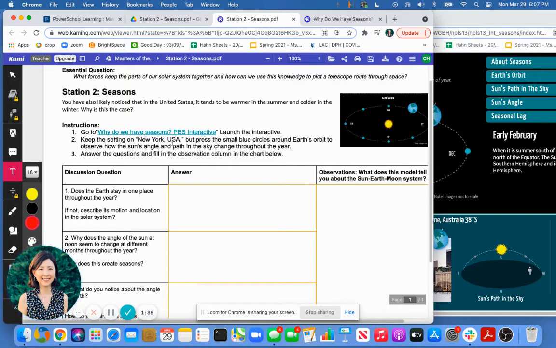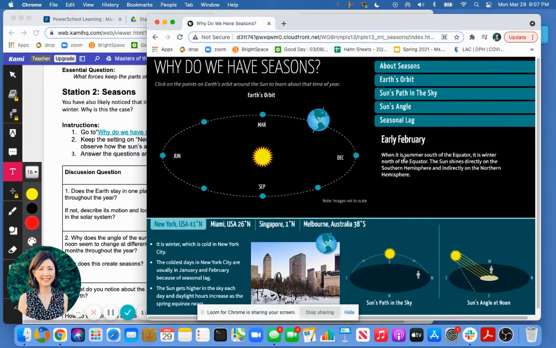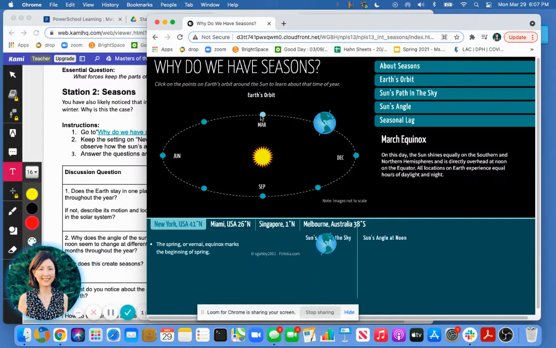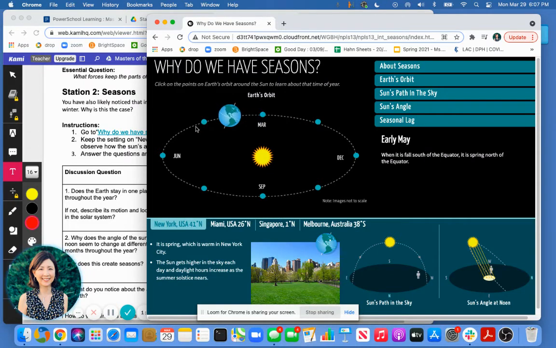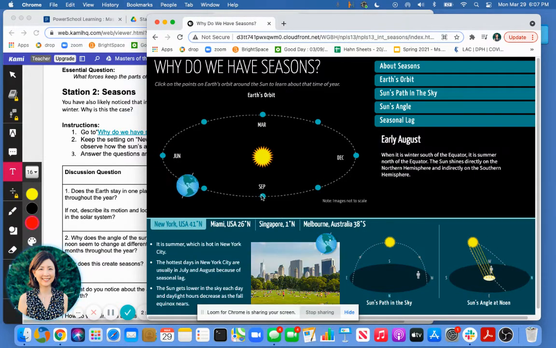It says to keep the setting on New York and press the small blue circles around the Earth's orbit to observe how the sun's angle and path in the sky change. Okay, so let's take a look. Here we have New York, and here we have these little blue circles. Sorry about that, my dogs. As you click on these blue circles, you can see the Earth is rotating around the sun.